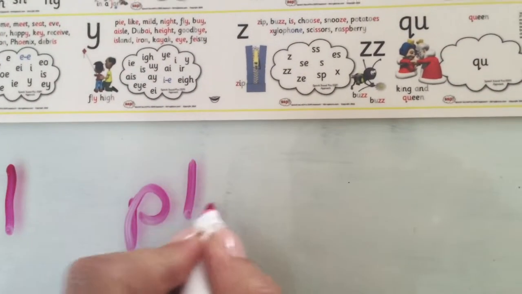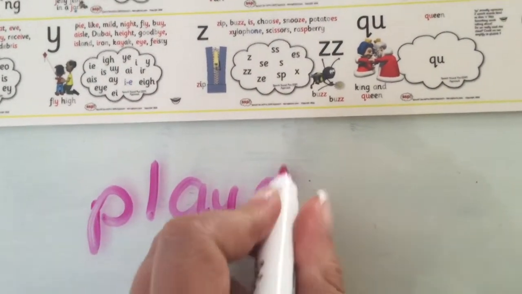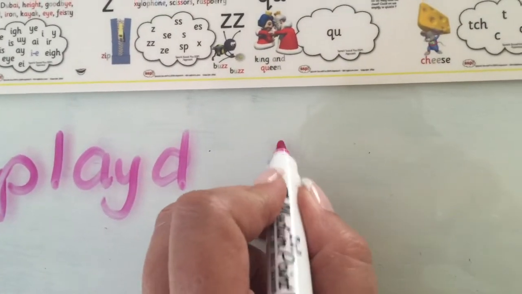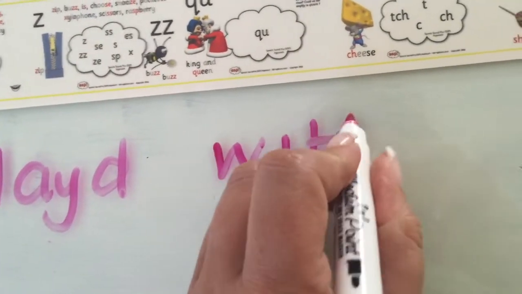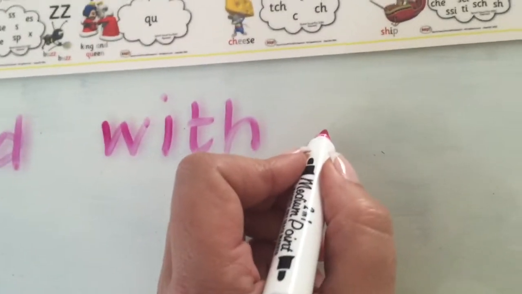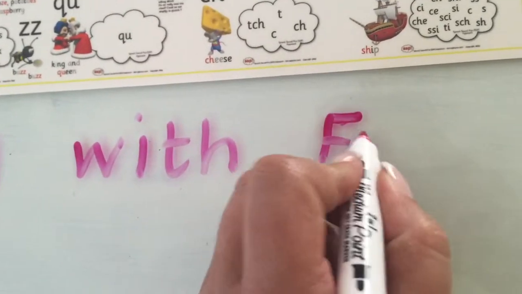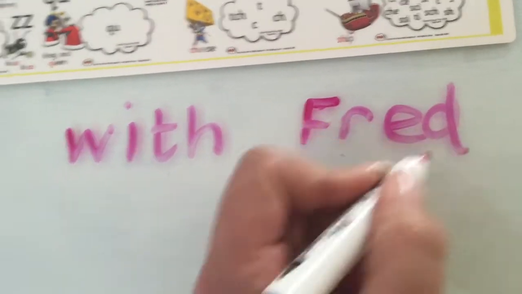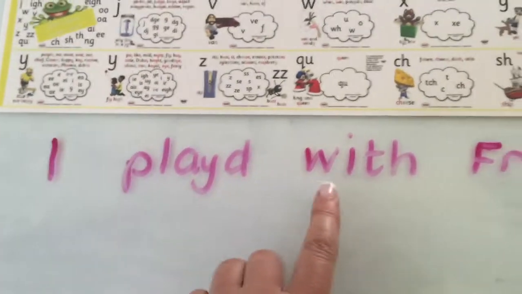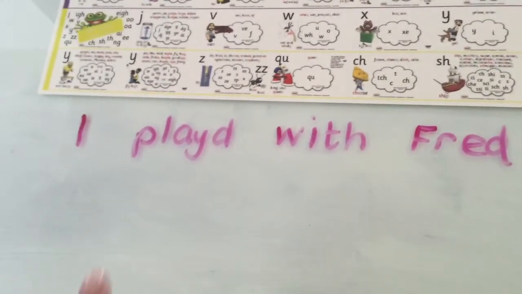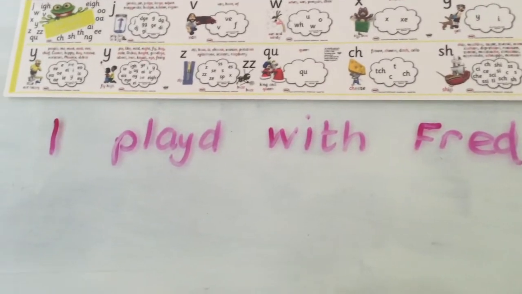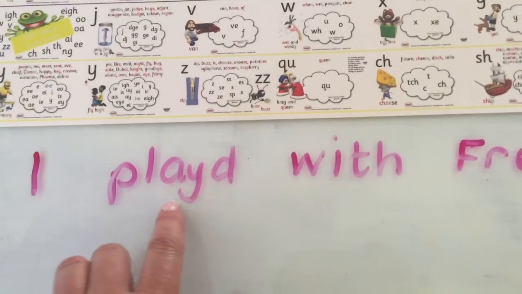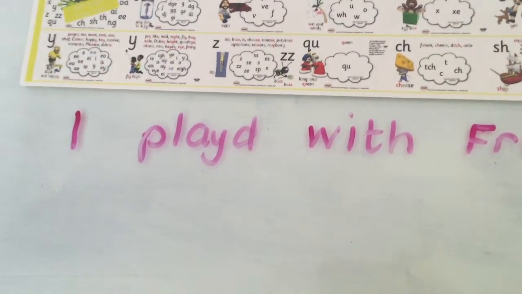Another example. Let me just show you. I played with... sorry, I don't want to change one word. Okay, so I played with Fred. So they've come to me with their beautiful writing. They've said, I played with Fred. Oh, fantastic. This word, played. Could you just code map it for me?